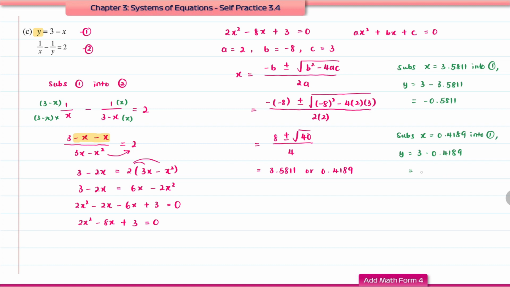So the y will be equal to 2.5811. Alright, so the answer for the question C will be when the x is equal to 3.5811, the y will be negative 0.5811. And another pair of answers will be when the x is equal to 0.4189, the y will be 2.5811.